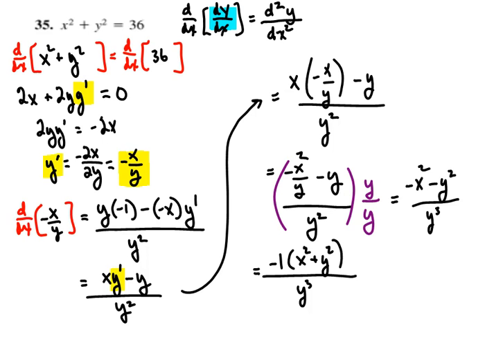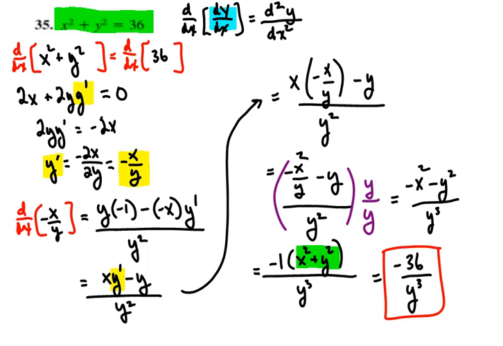And sometimes this is going to happen. If you recall, we do have this definition that x squared plus y squared is equal to 36. And since I have an x squared plus y squared in the final form, I can now swap that out and put that as 36, and it's going to be negative. And my final answer for the second derivative is going to be negative 36 over y cubed.